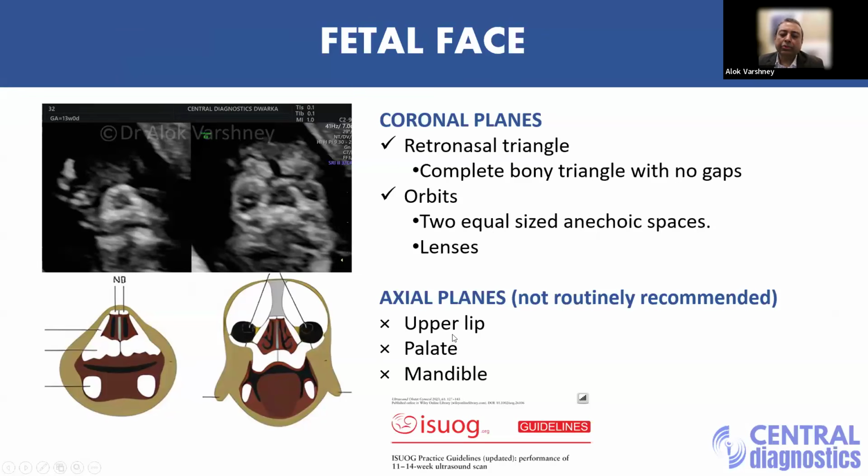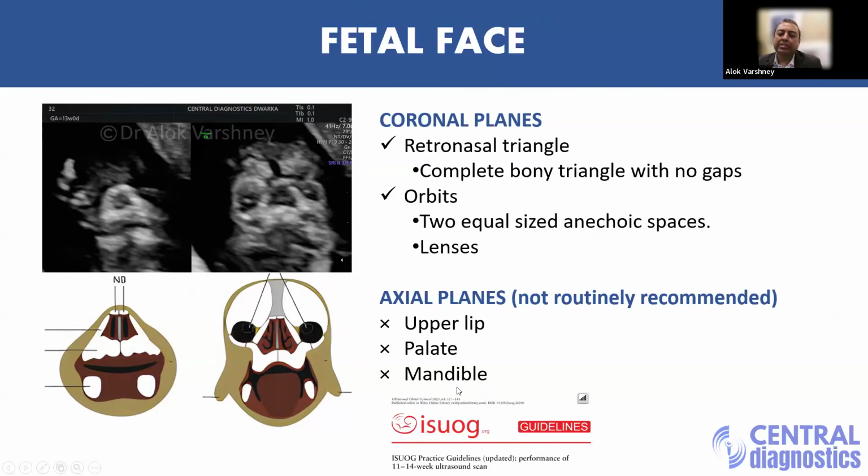Now, routinely, we do not look for the upper lip because it is very, very thin, though the current guidelines say that we have to look for the lips, but in my experience, it is very, very tough to assess the upper lip. So we have to rely on the bony defects in the retronasal triangle or the maxillary gap or the superimposed line sign if we want to detect the cleft lip and palate.